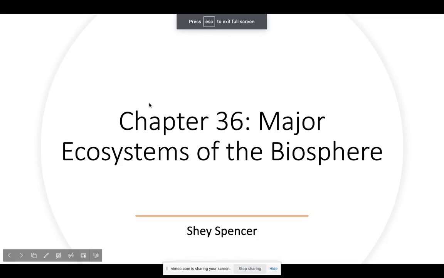Chapter 36, this is the major ecosystems of the biosphere. There will be roughly 12 questions coming from this. I'll try to point out the high yield points as we make our way through this.